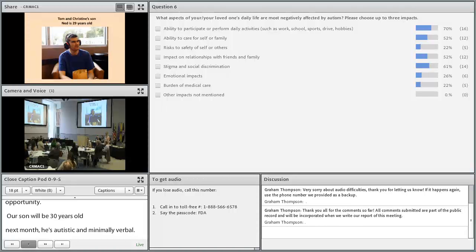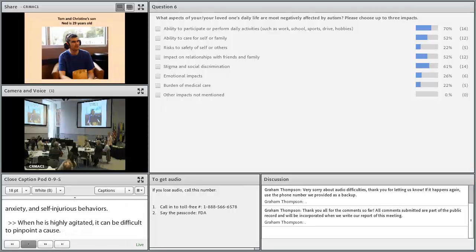This is him, by the way, in a happy moment hanging out at Dunkin' Donuts on Saturday. When Ned is highly agitated or in apparent pain, it can be very difficult to pinpoint a cause. The cause may be internal, such as constipation, allergies, or a headache. The cause may be an external trigger, such as noise, high-pitched sounds, bright flashing lights, or even high humidity. At any given moment, any given cause of Ned's distress may be something intrinsic to his autism or wholly unrelated to autism. Ned has limited ability to give us a clue.